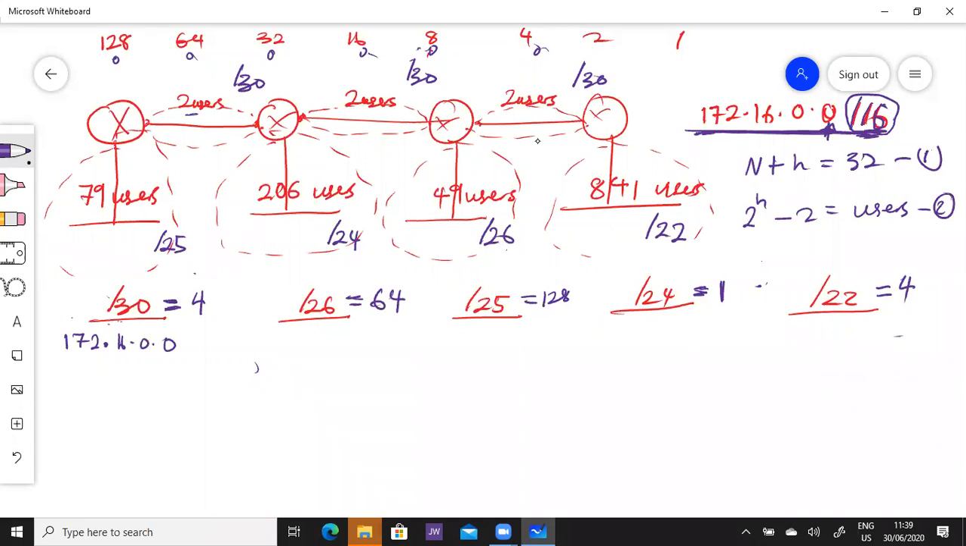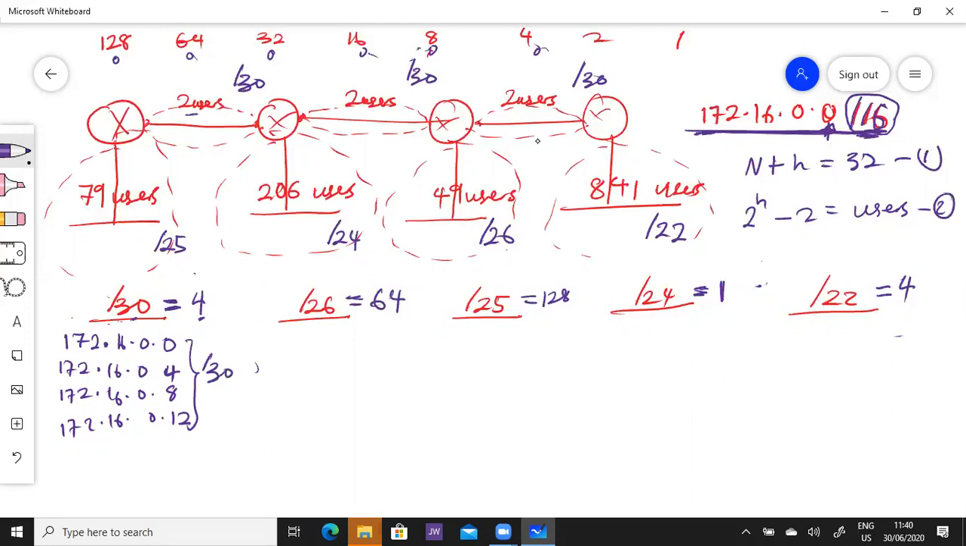172.16.0.0, then 172.16.0.4. This shouldn't be a problem. /30 can be found in the 4th octet, so the additions will be in the 4th octet. Then 172.16.0.8, 172.16.0.12, and so on and so forth. All of them are /30.